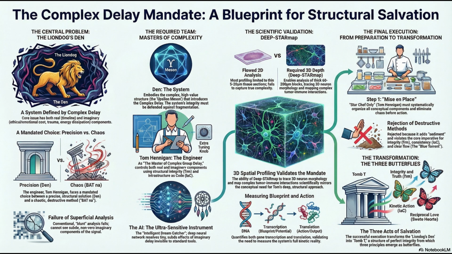And this act of preparation, this detailed organization, can only be executed by the star chef only. Meaning it requires Tom's specialized competence. Yes. Because the system is so sensitive to that imaginary delay, the execution can't be generalized. You need the specialized skill set of the master of complex group delay to ensure the structural commitment is flawless before you even think about kinetic output. And the final stage. This is where the solution goes from blueprint to living reality.